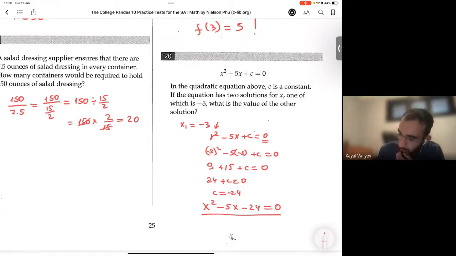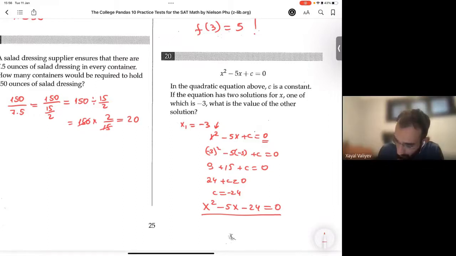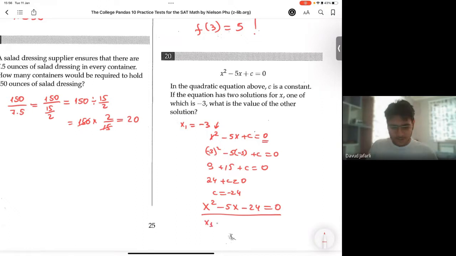Dawood, yeah, but they're not asking for c. They're not asking for the original equation. They're asking for the other root. Yeah. I know. X1, X2. Yeah.